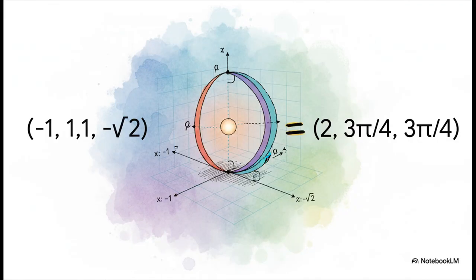All right, so when we put it all together and crunch the numbers, this is what we get. Our rho works out to be 2, our phi turns out to be 3 pi over 4, and after we do our quadrant check, our theta is also 3 pi over 4. So there you have it. The Cartesian point (-1, 1, -√2) is the exact same location as the spherical point (2, 3 pi over 4, 3 pi over 4). Same place, just a different language to describe it.